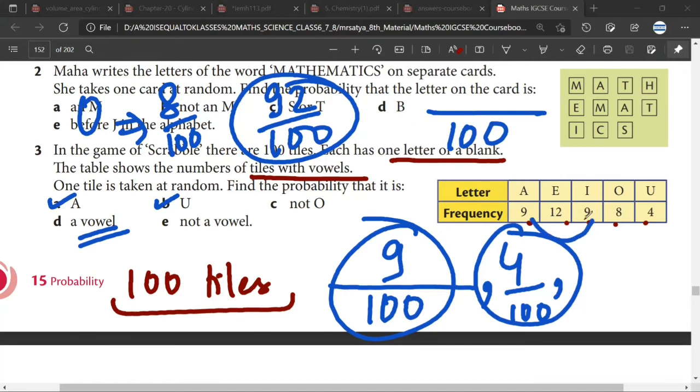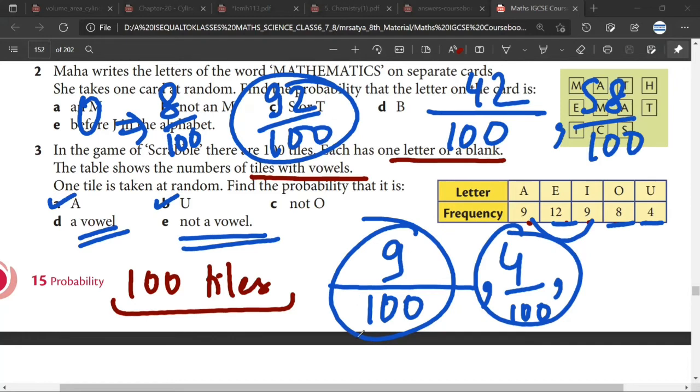So 9 plus 9 is 18. 18 plus 12 is 30. This is 38 and this is 42. Any doubt? No doubt, sir. Not a vowel would be 58 upon 100. Any doubt? No doubt, sir. Satya, have you understood how to do these questions? Yes, sir. Understood. So this is the answer for your A part.